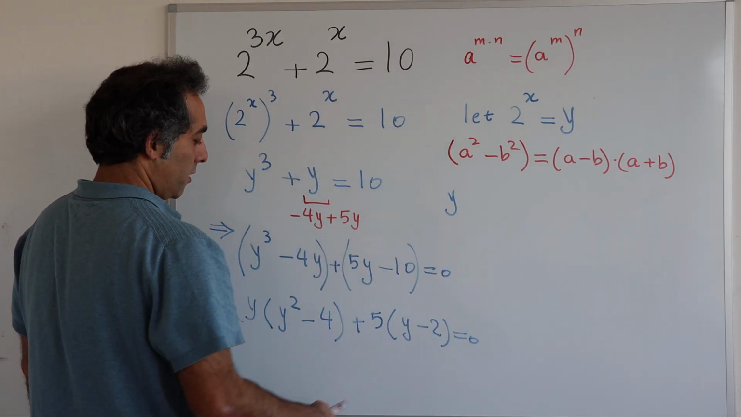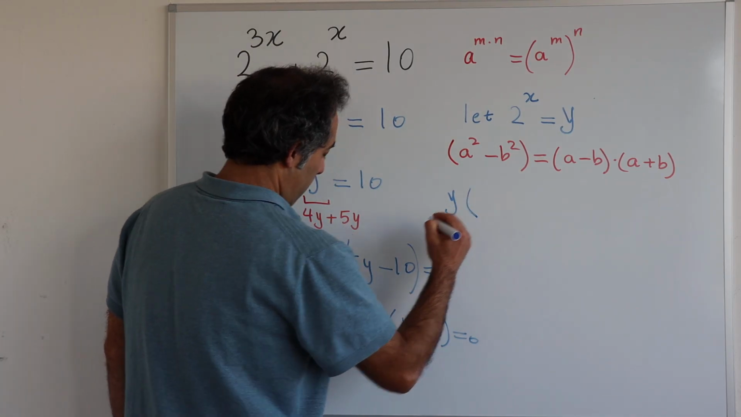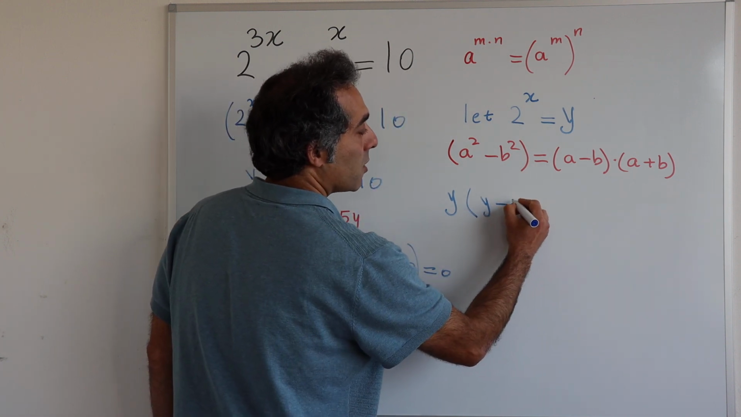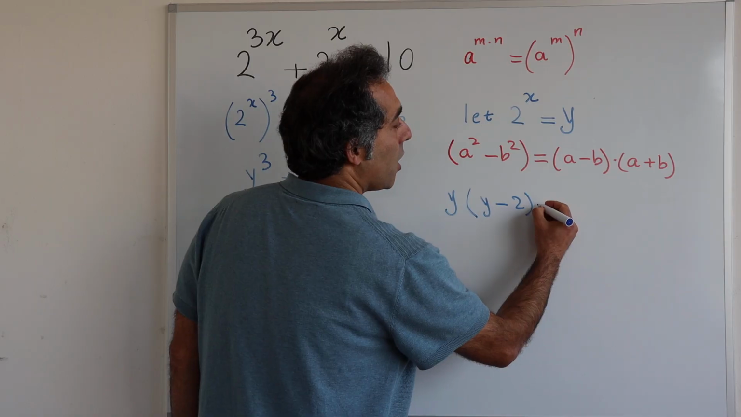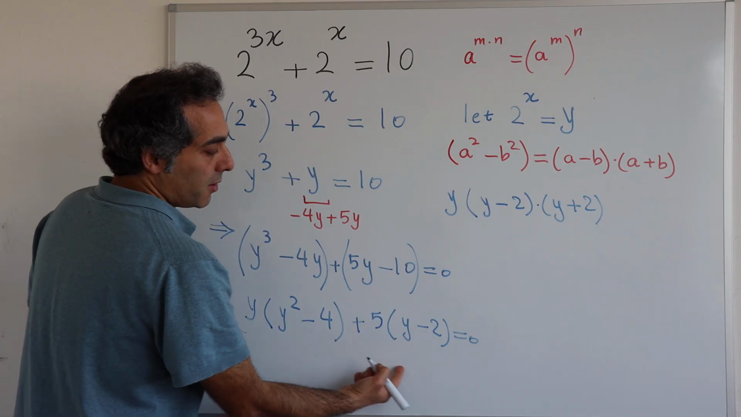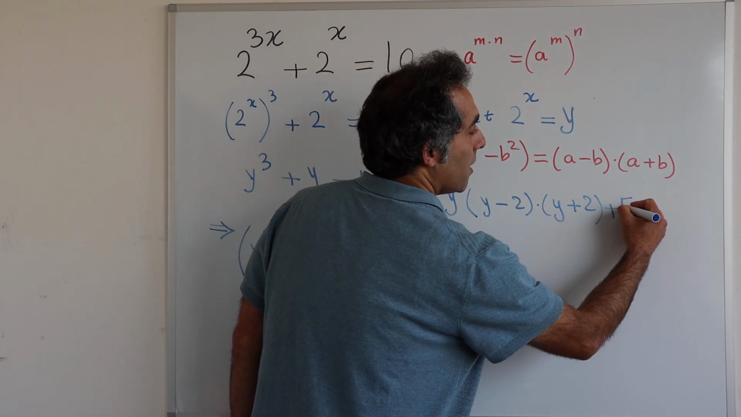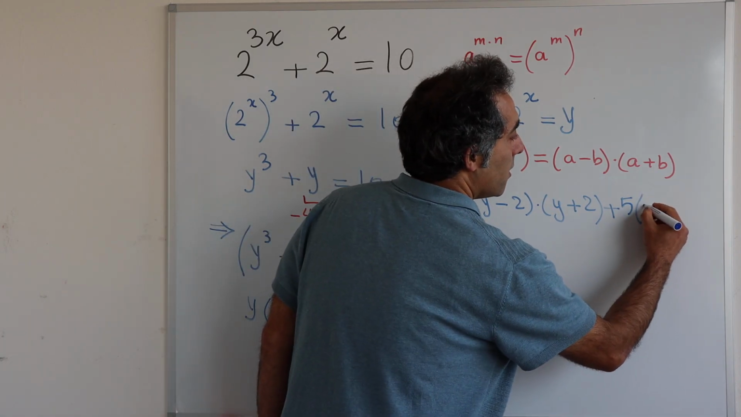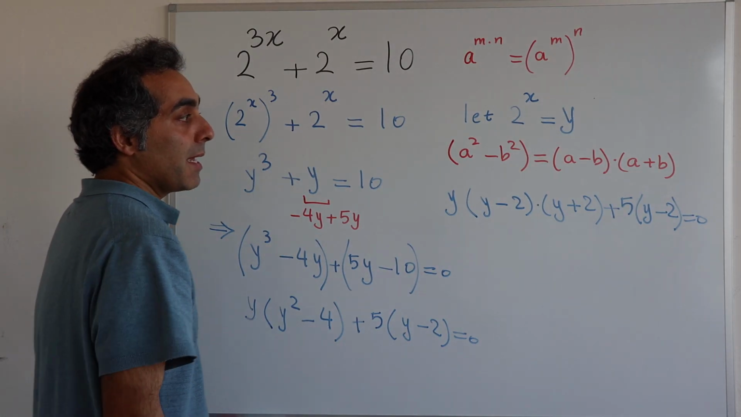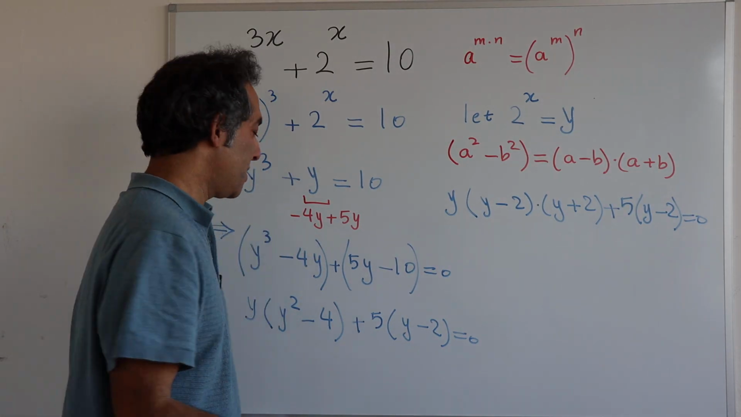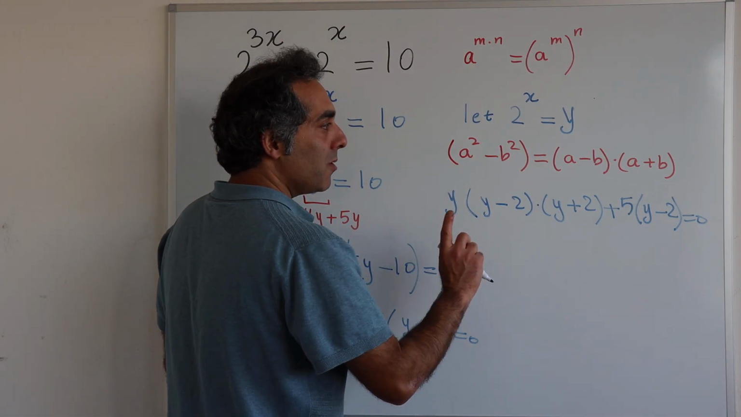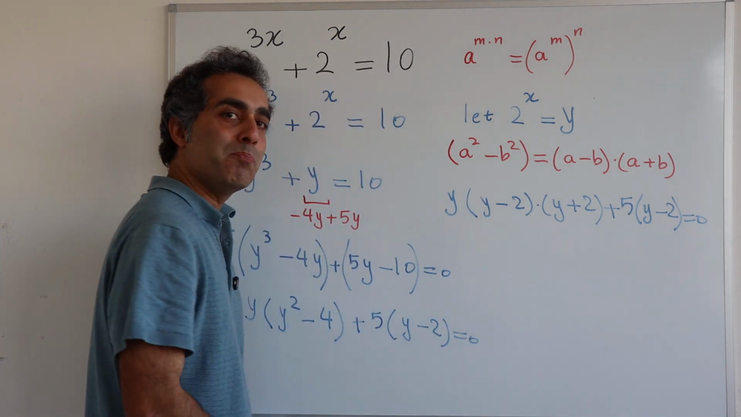So I write the rest here. Y, and for this I replace this term here, y minus 2, because 4 is 2 squared, times y plus 2, second one, and the rest, plus 5 y minus 2, and finally equals 0. And now you can see why I chose this pair in the first step, because we now have y minus 2 in common in both terms.